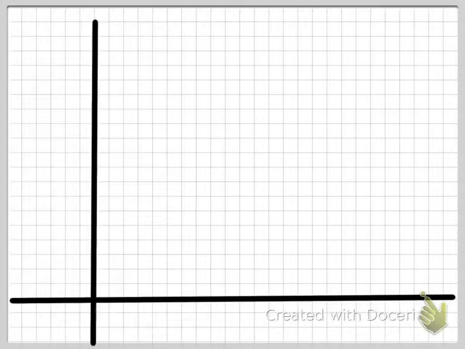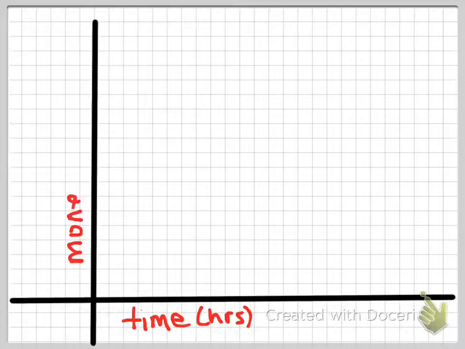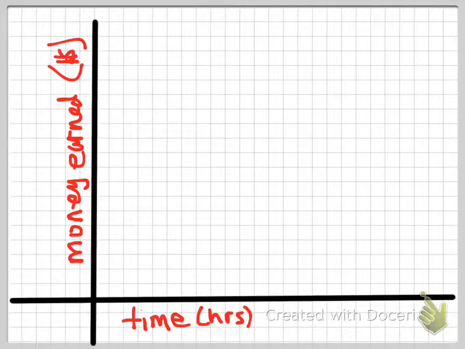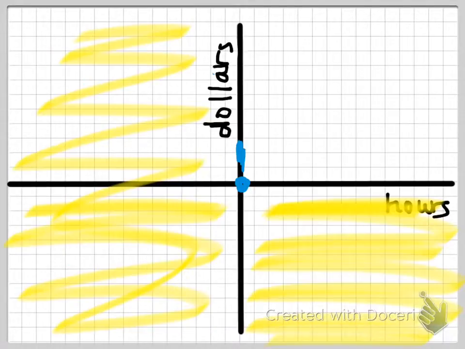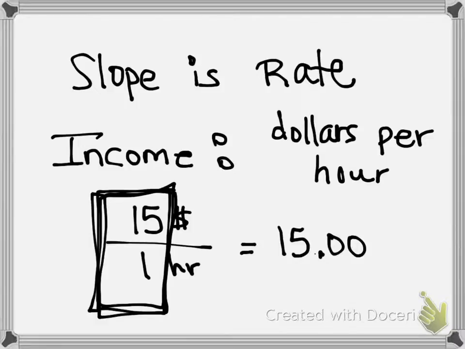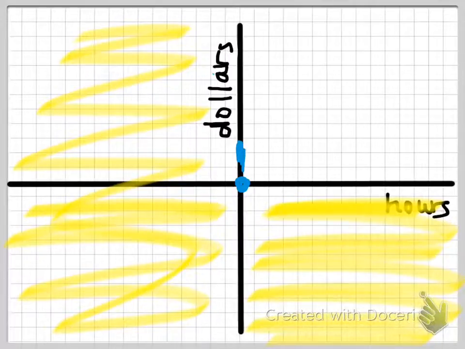And this is where you get those familiar labels. So this is time in hours. And the y-axis is money earned in dollars. And so you can plot some points. We were working for $15 per hour. So our slope was 15 over 1. So if we just went up 15, let's say 5, 10, 15, and over 1, we could draw a line for this. And you could look at this and predict how much money you're going to earn.